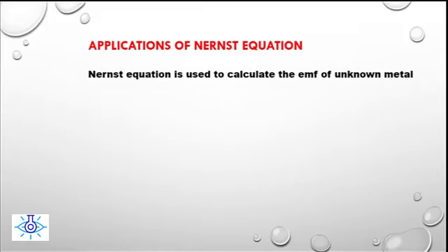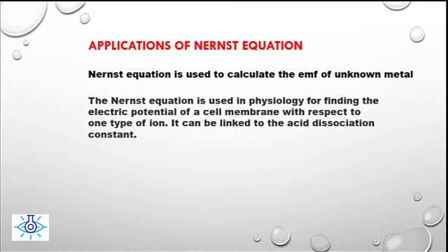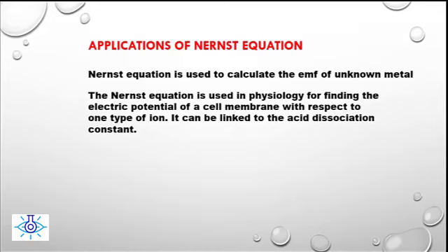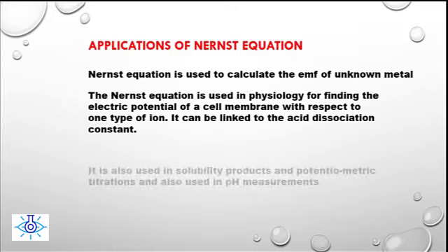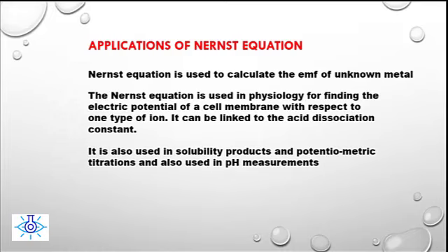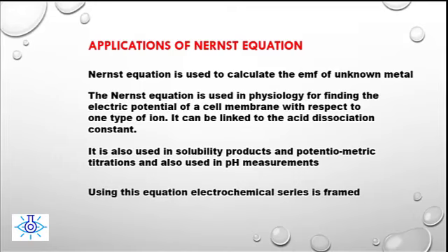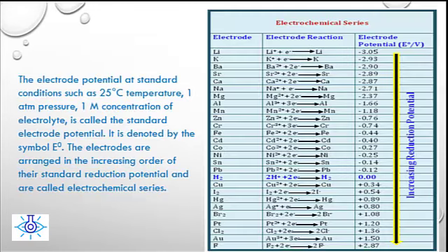Coming to the applications, the Nernst equation is used to calculate the EMF of an unknown metal. It is also used in physiology for finding the electric potential of a cell membrane with respect to one type of ion. It can also be linked to the acid dissociation constant. The Nernst equation also finds applications in solubility products, potentiometric titrations and pH measurements. And already I told you that using this equation only, the electrochemical series was framed.